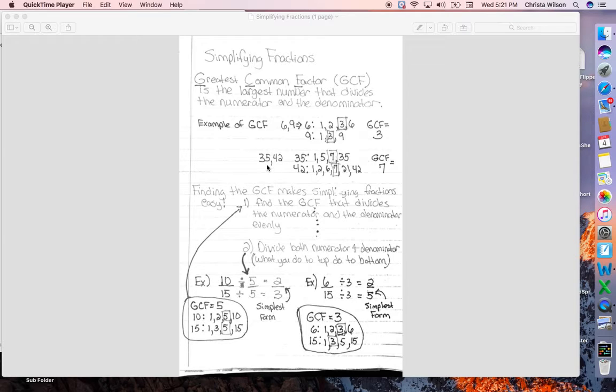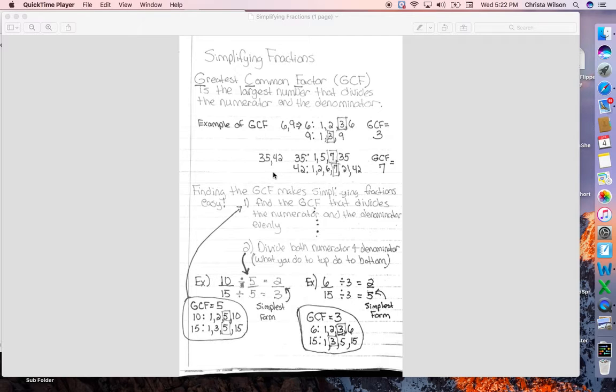Okay, so let's look at 35 and 42. These are kind of big numbers, right? So I factored 35. 1 times 35 is 35. 5 times 7 is 35. And that's about all the factors of 35 you can do. Okay? Let's look at 42. Let's factor 42. It has quite a few more. 1 times 42 is 42. 2 times 21 is 42. 6 times 7 is 42. Okay, so we've factored this one about as far as we can factor 42.